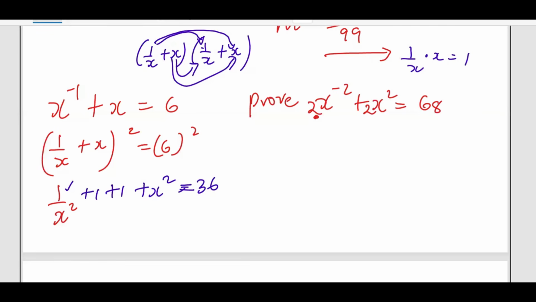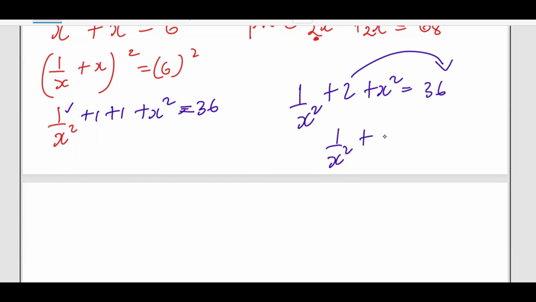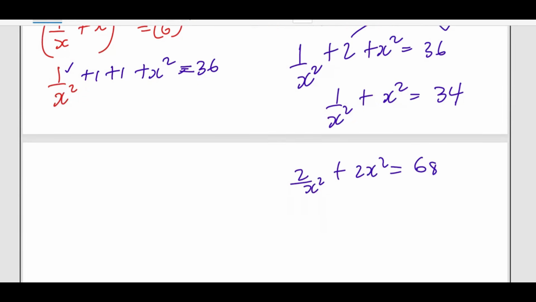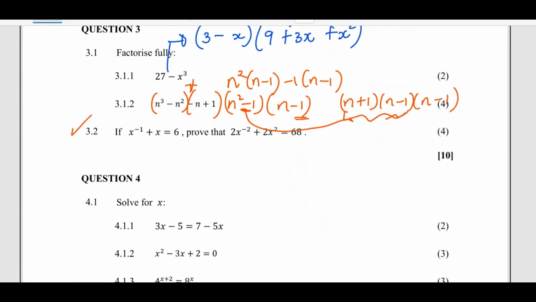Let's play around with what we have. So it's going to be 1 over x squared plus 2 plus x squared is equivalent to 36. Let's move this 2 that side. 1 over x squared plus x squared gives us 34. Then we said we're going to introduce the 2, so multiply through by 2. So 2 over x squared plus 2x squared is equal to 68. If we change this back to the original, it's the way they want it. We've proved it.